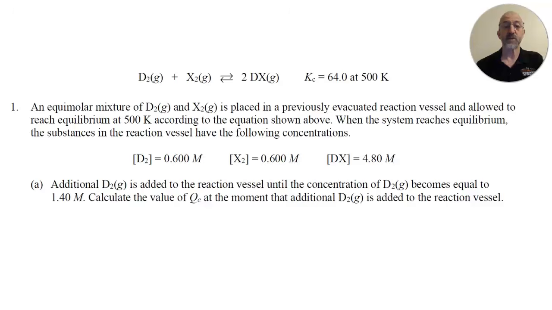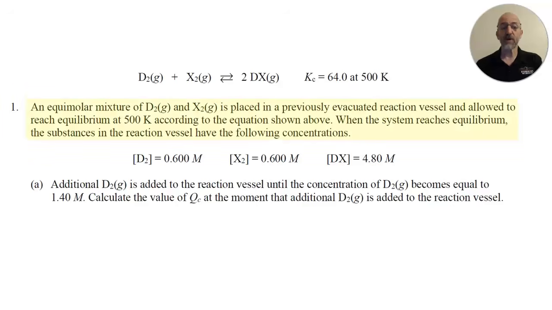This is question 1. In question 1, we are given a balanced chemical equation involving a reaction between substances D2 and X2 to produce substance DX. We are also given an equilibrium constant, Kc, for this reaction. Kc is equal to 64 at a temperature of 500 Kelvin. So question 1 says the following.